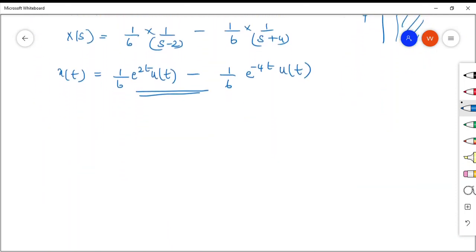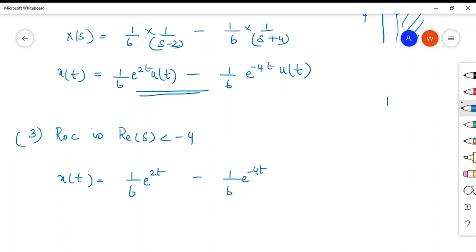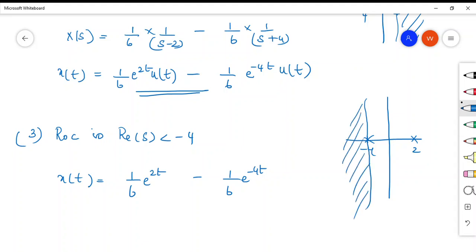Now the third ROC is real part of s less than minus 4. So again you write down x of t is equal to 1 by 6 e raised to 2t minus 1 by 6 e raised to minus 4t. Now you draw the ROC. So it is coming as what? This is 2, this is minus 4. The ROC is to the left of the leftmost pole. So this particular signal is a left sided signal. So u of minus t will come instead of u of t. U of minus t should come.